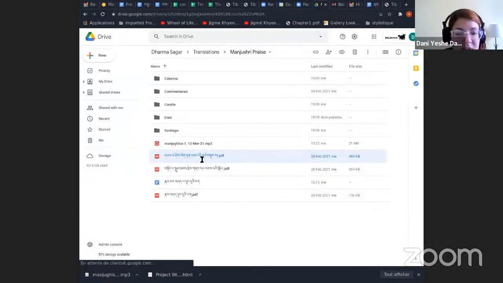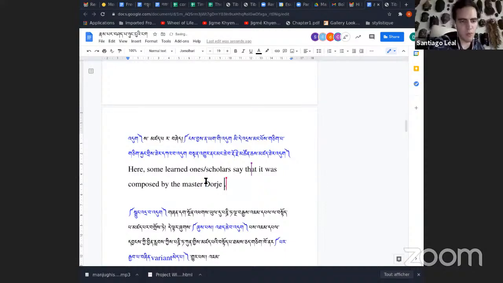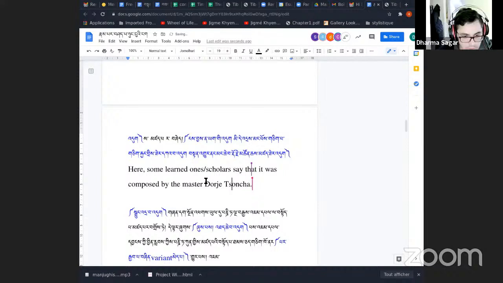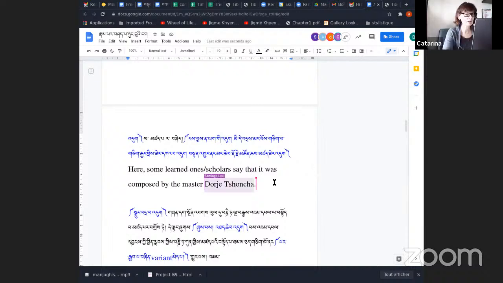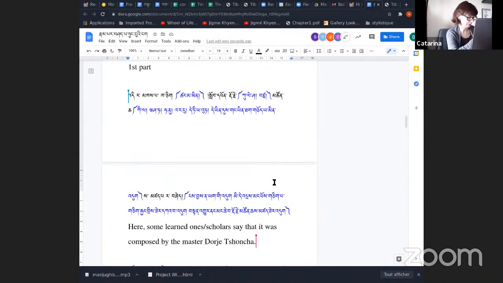Can you leave the Tibetan name, Tsencha, instead of weapon? Or both, maybe. As we choose. I don't know how to write the Tsencha in phonetics. Oh, let me see if they have it here. Oh, no, they don't. Oh, they do.